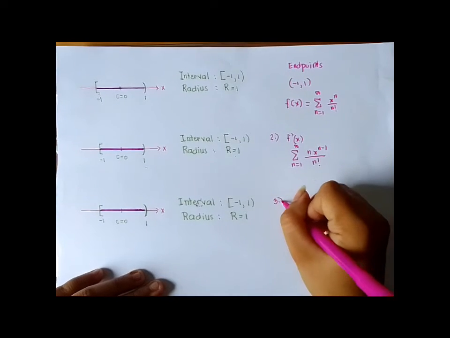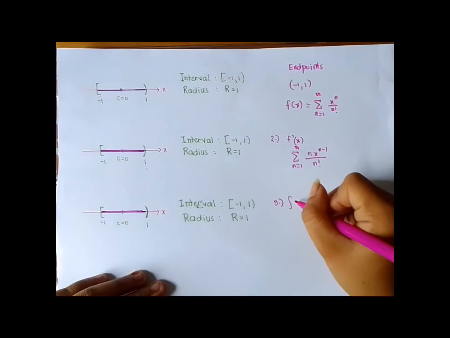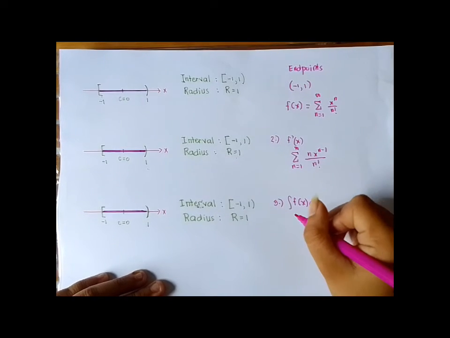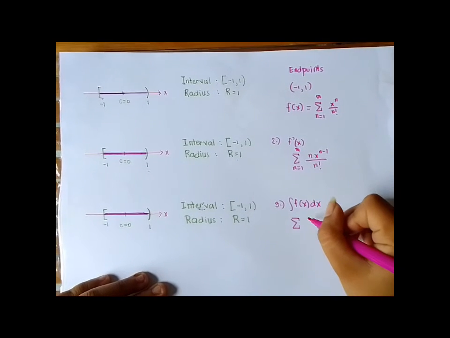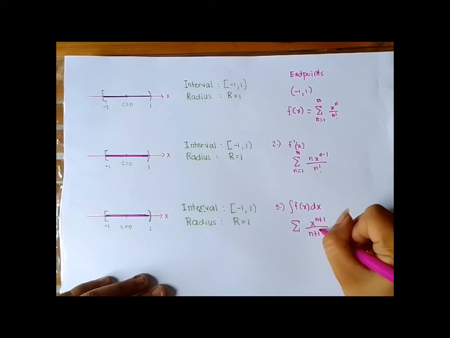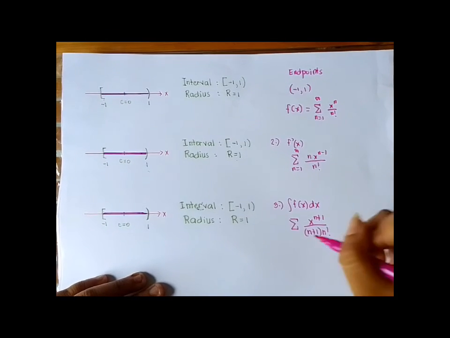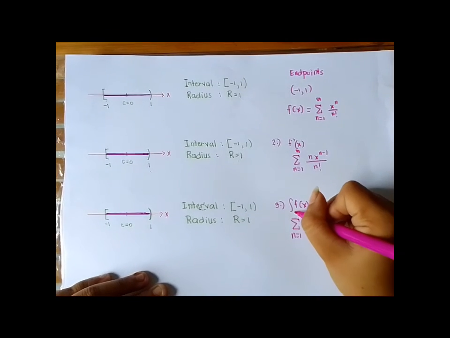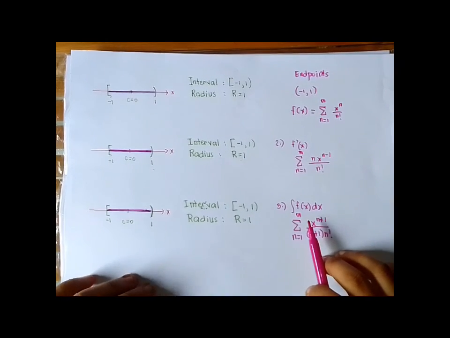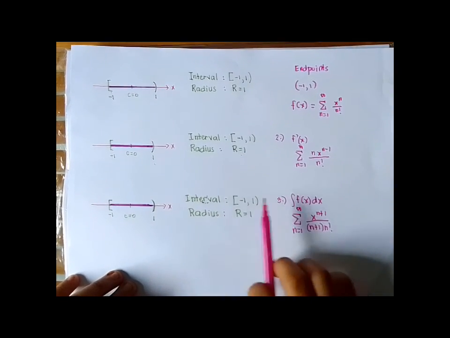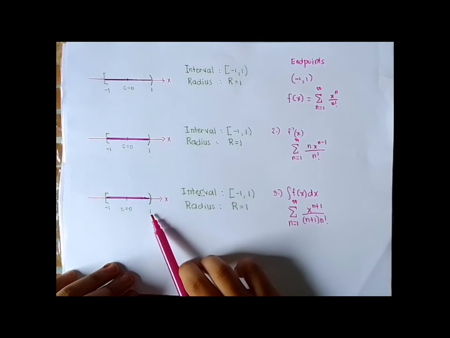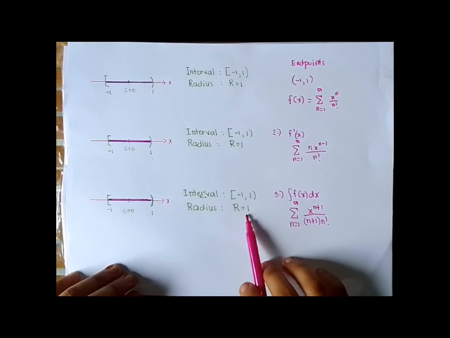And for number 3, the antiderivative of the given function, the sum of x to the power of n plus 1 over n plus 1 times n factorial as n equals 1 until infinity. After evaluating its endpoints, it is found that the function converges at negative 1 and diverges at 1, given the radius equals 1.